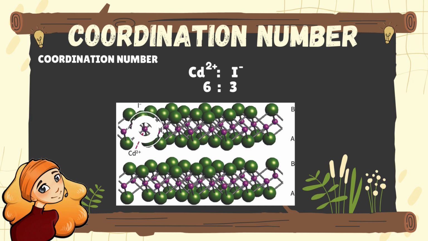Let's focus on the highlighted cadmium-2 ion. You can see that the cadmium-2 ion is bonded to 6 iodide ions, which are 3 at the top and the other 3 at the bottom. Moving on to the iodide ion, you can see that it is only bonded to 3 cadmium ions, as the cadmium ions only occupy half of the octahedral sites and in alternate layers.